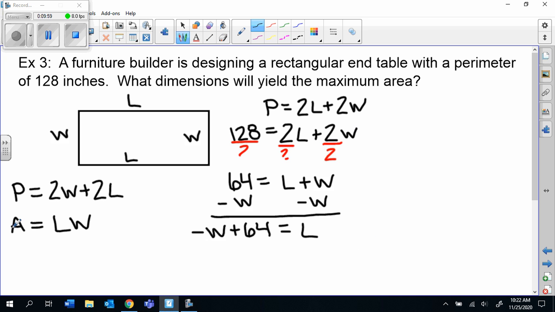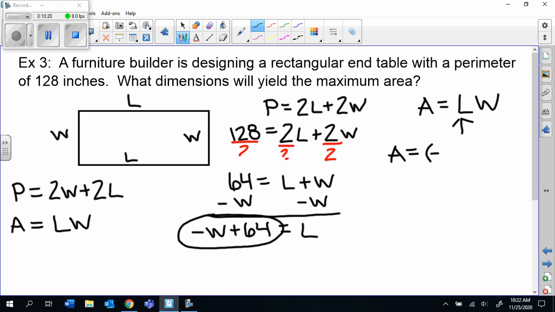Over here, I'm going to take this area formula because what dimensions will yield the maximum area? So I'm going to write the area formula right here. And I'm going to plug this piece in for this L. So area equals negative W plus 64 times W. And watch what happens. So we're going to distribute this. The area equals negative W squared plus 64W. And all of a sudden I've got a quadratic.